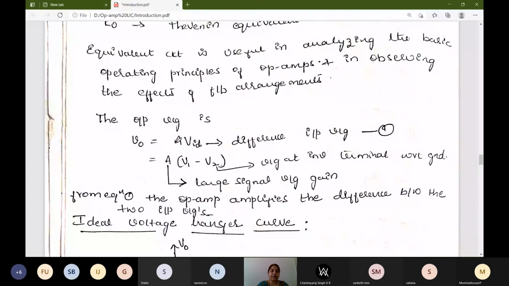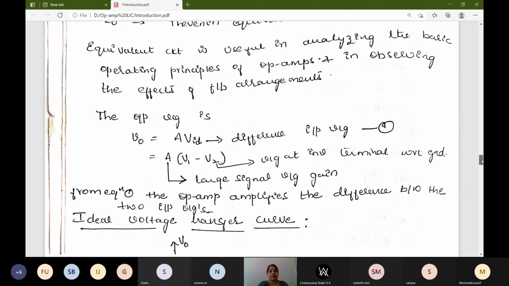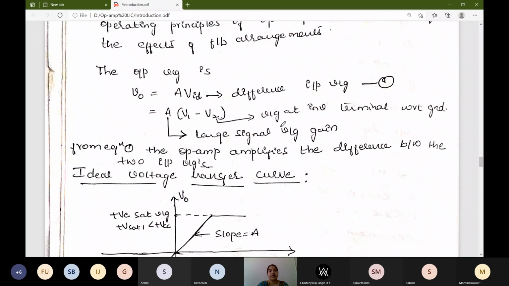The important equation for this op-amp is the output voltage V0. V0 depends upon the gain times the difference input voltage, that is A into VID. What is this VID? It is nothing but the difference between the input voltages, that is A into (V1 minus V2). V1 and V2 are the voltages which we give at the non-inverting and inverting terminals. A is the large signal voltage gain, V2 is the voltage at the inverting terminal with respect to ground, and V1 is the voltage at the non-inverting terminal with respect to ground. This equation is very important. The op-amp amplifies the difference between the inputs.